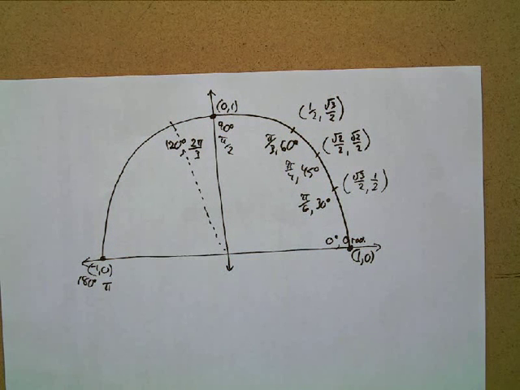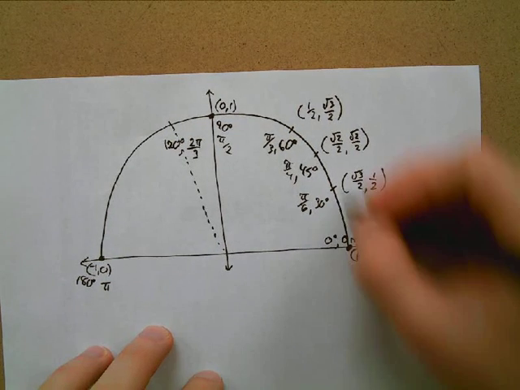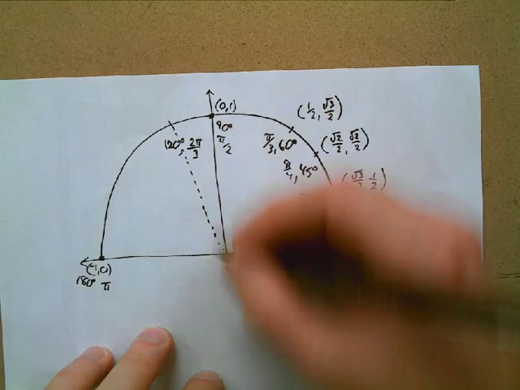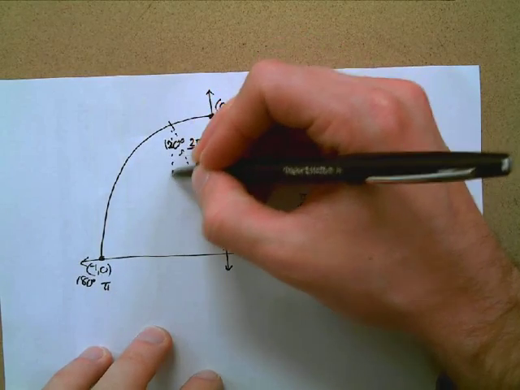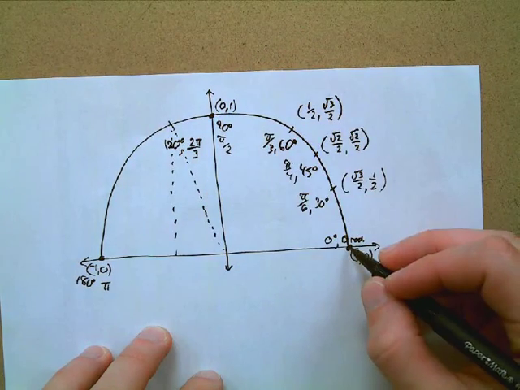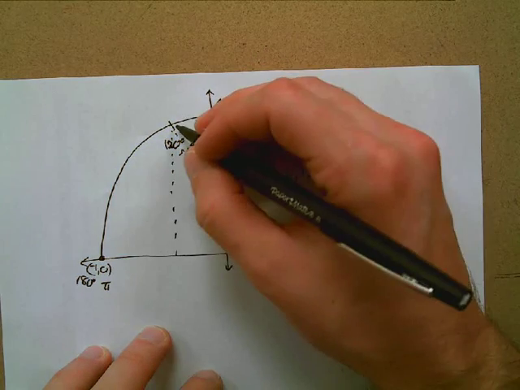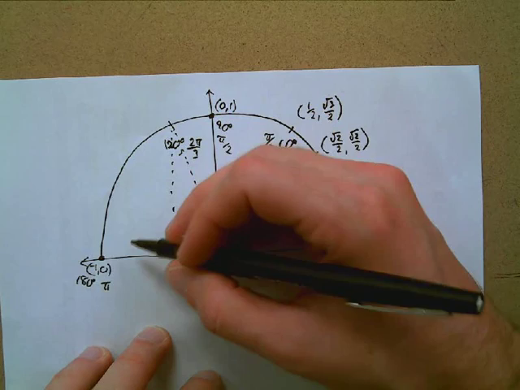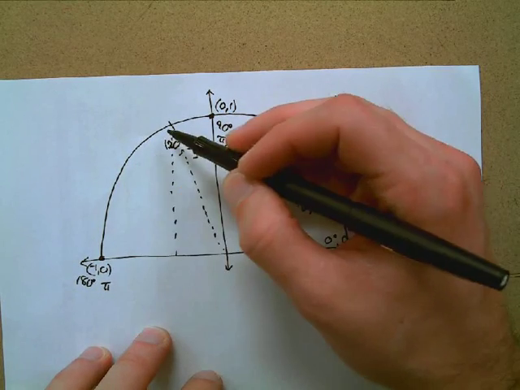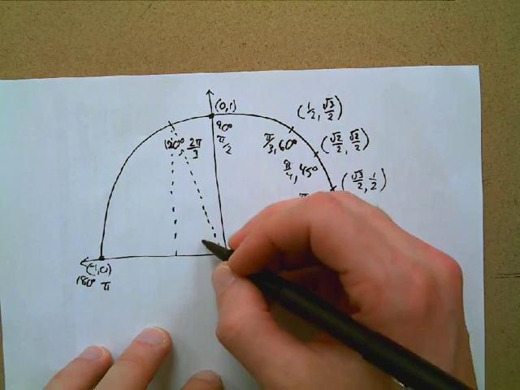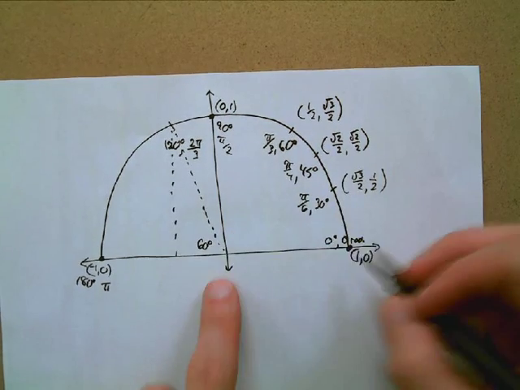120 degrees counterclockwise from the x-axis is the same as how many degrees clockwise from the x-axis? 60, right? If from here around to here is 120, then from here up to here is 60, and it creates another 30, 60, 90 right triangle right there, which is identical, just a reflection of the previous 30, 60, 90 triangle that we did over here.